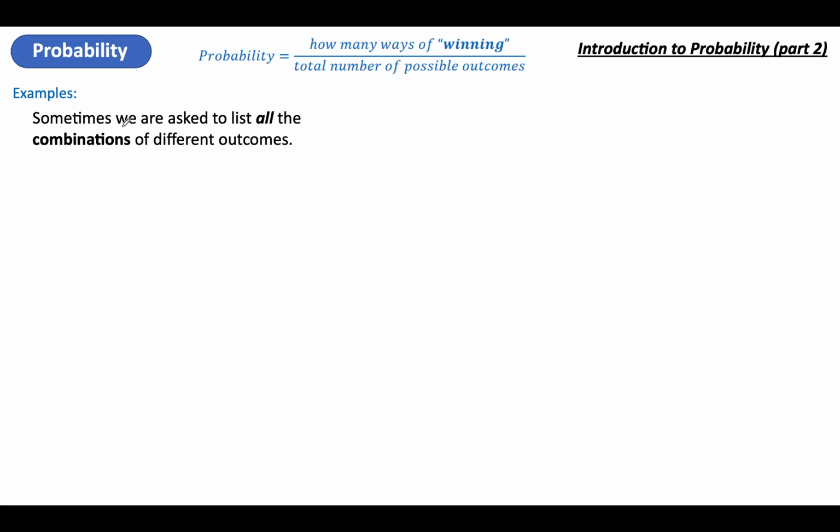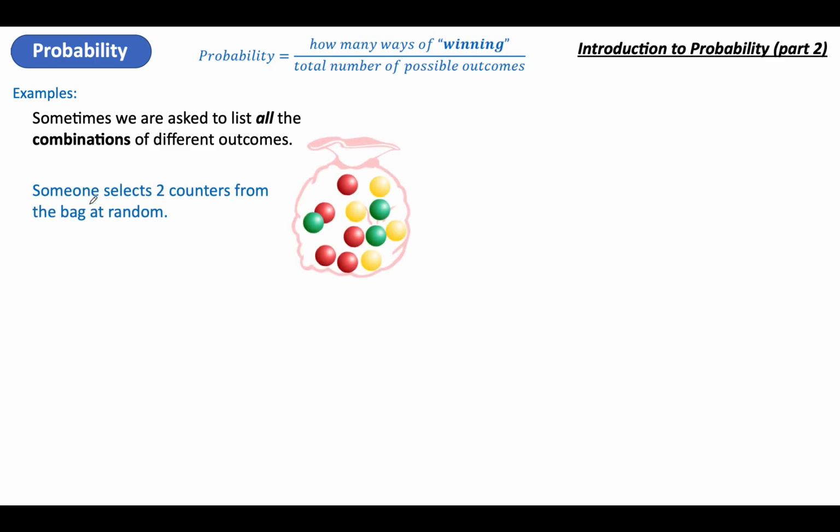Now, sometimes we're asked to list all the combinations of different outcomes, though. So not necessarily probabilities as such, but actually working out what all the different combinations could be from a couple of events. So for example, let's say someone takes 2 counters from this bag at random. Okay, there's a load of red, yellow and green counters, and they take 2 at random. Well, what are all the different outcomes? So it might say list all these different outcomes.